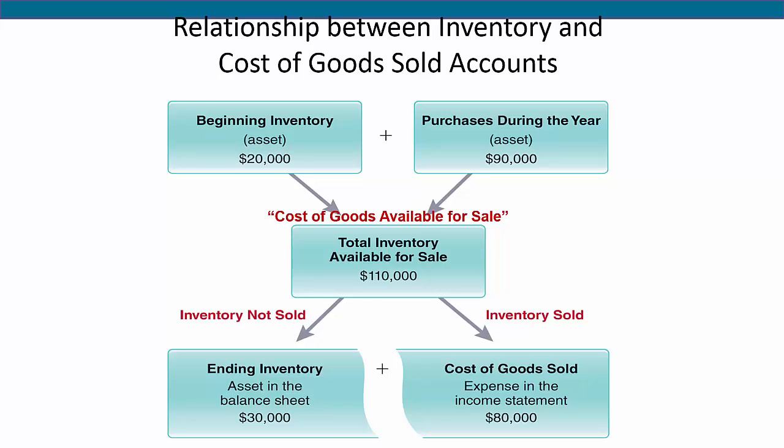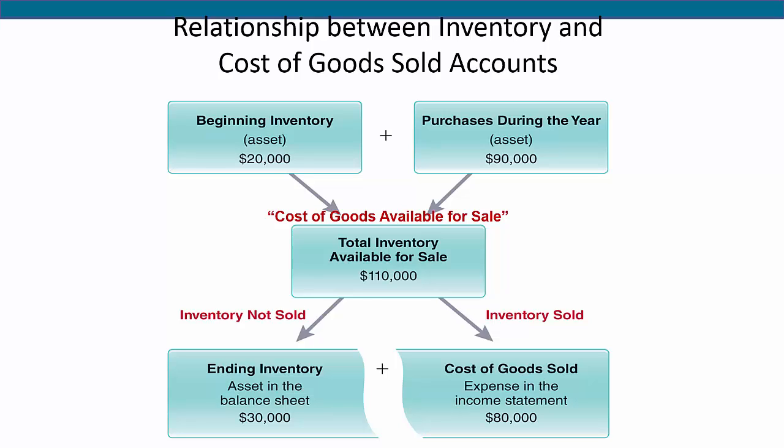Assume the store begins the year with $20,000 worth of DVD inventory, and that amount represents how much Best Buy spent to purchase the inventory of DVD players on hand at the beginning of the year. Now, during the year, the company purchases additional DVD players for $90,000. So the cost in total of DVD inventory available for sale is $110,000: $20,000 from the beginning inventory plus $90,000 purchased during the year.